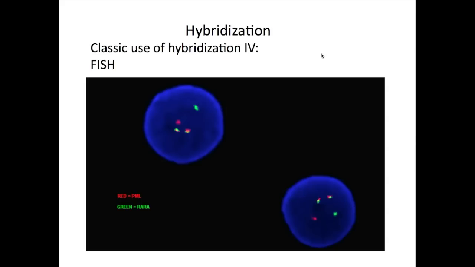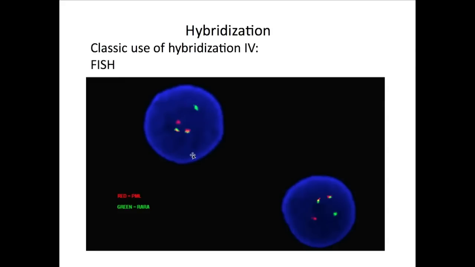For example, in this case here, this is of a particular kind of leukemia called acute promyelocytic leukemia, and the two probes in red and green are on different chromosomes. One is on chromosome 15, and one is on chromosome 17. And in a normal cell, you'd expect to see 2 green dots, 2 red dots.